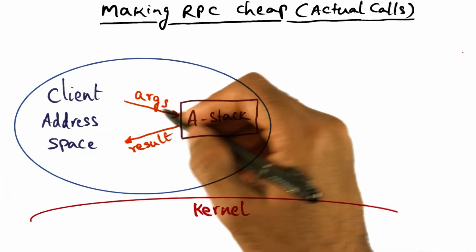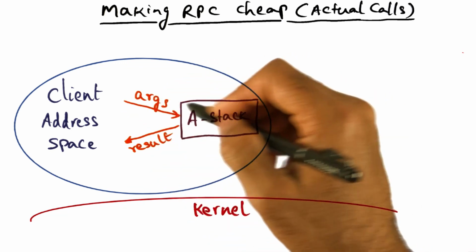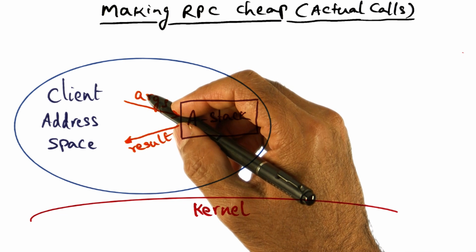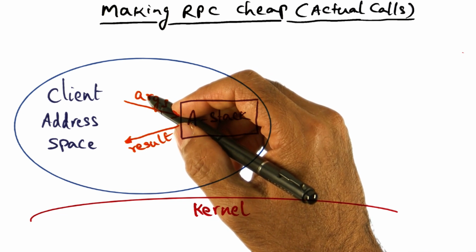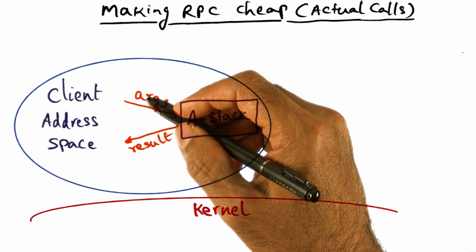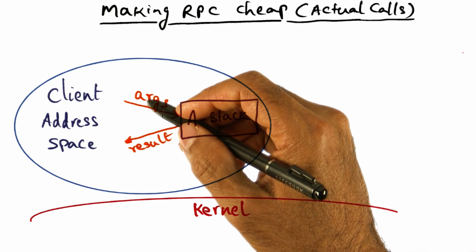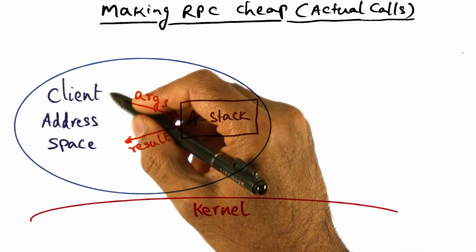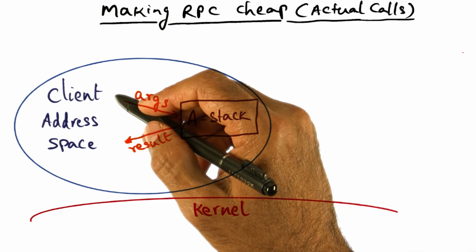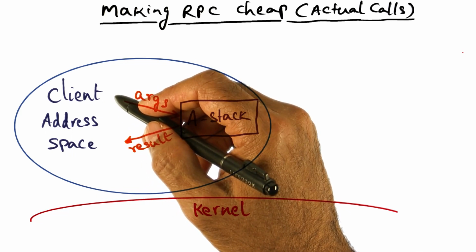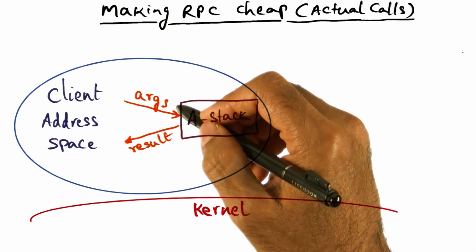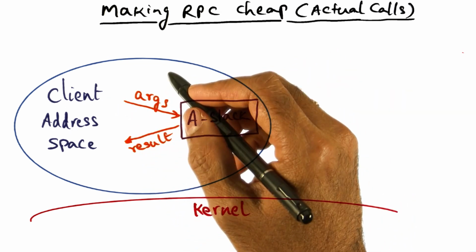And the work done by the stub in preparing this A stack is much simpler than what I told you earlier about the general RPC mechanism of creating an RPC packet, where it has to serialize the data structures that are being passed as arguments. In this case, it is simply copying the arguments from the stack of the client thread into this A stack. That's what is being done by the stub.